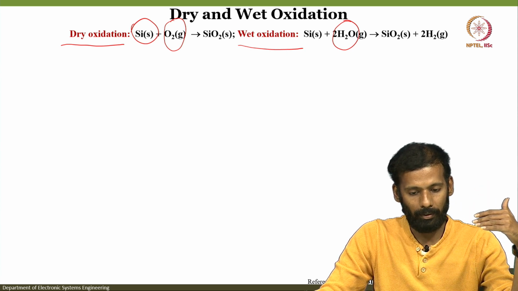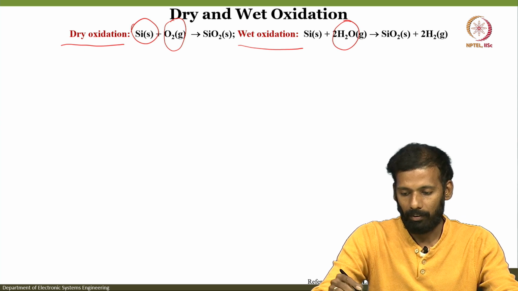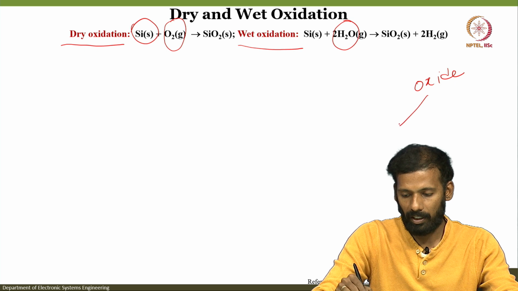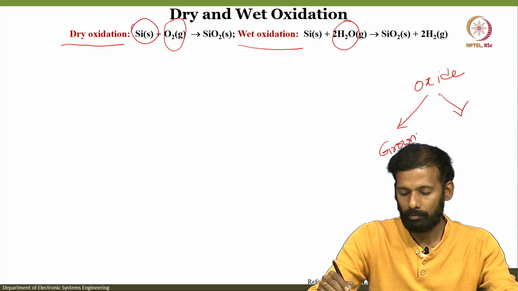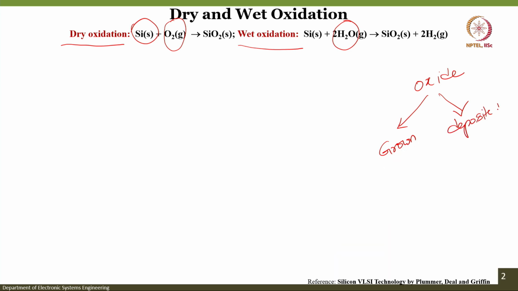If you look at dry and wet oxidation, I want you to be very clear with the terminology. Oxide can be either grown or deposited. What is the difference between those two? When somebody says grown oxide, you have silicon as a precursor already available. A silicon wafer is already there. You are just supplying oxygen or water molecules, and it will result in silicon dioxide. Of course, extra remaining gases will be there. So here the precursor is already a wafer.